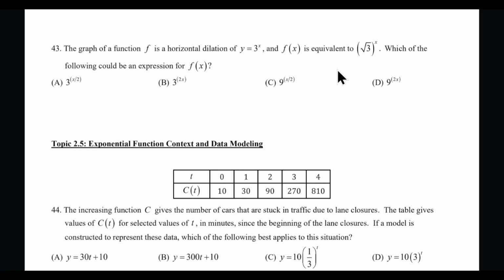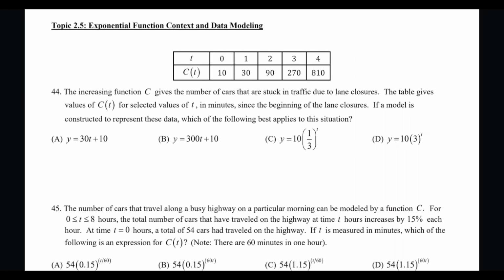This is again something that we need to manipulate, because this has undergone a horizontal dilation of 3 to the x, and that is equivalent to this. So 3 to the root 3 is just 3 to the 1 over 2 to the x, and 3 to the 1 over 2x is just 3 to the x over 2, which looks like option A.